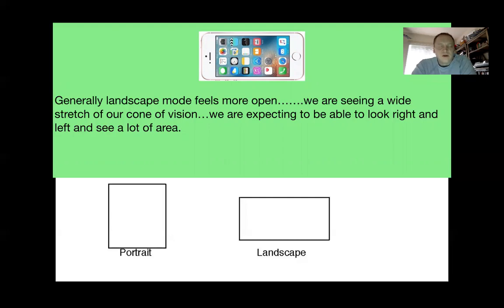In my very introductory video where I introduced myself, I did it in portrait mode. And then all of these other videos I've done in landscape mode. You should always do videos in landscape mode.